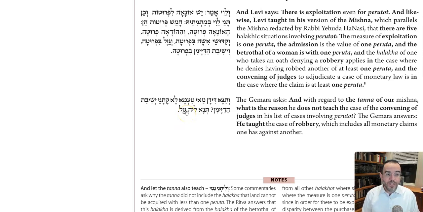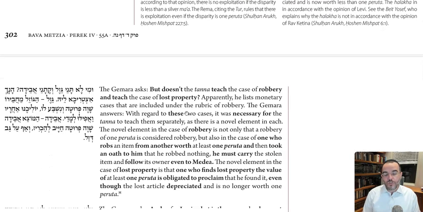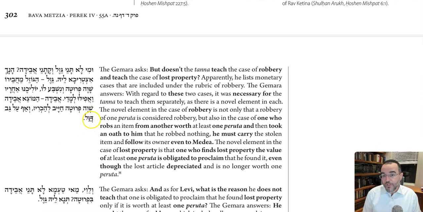So we could learn from that also that the judges are not going to adjudicate a case where there's no claim, because it's not called robbery if it's less than the peruta, so they're not going to see the case for that reason. That's why our Mishnah didn't mention that, even though it agrees. Mila tane gezev katane aveda.